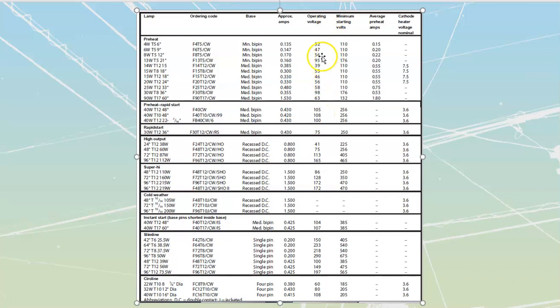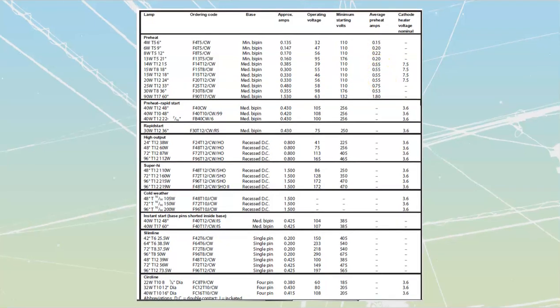These ones over here, you'll note, are anywhere from about half to maybe a third of the voltage that they need to see, which means that sometimes these ones can be operated in series. Then there's minimum starting volts, which are a little bit higher, and average preheat amps. You'll note that the preheat amps are usually higher, once again, than the operating: 0.15 of an amp compared to 0.135 of an amp. And on some of these, they give us a nominal cathode preheat voltage, that difference going across from pin to pin that we've talked about before.